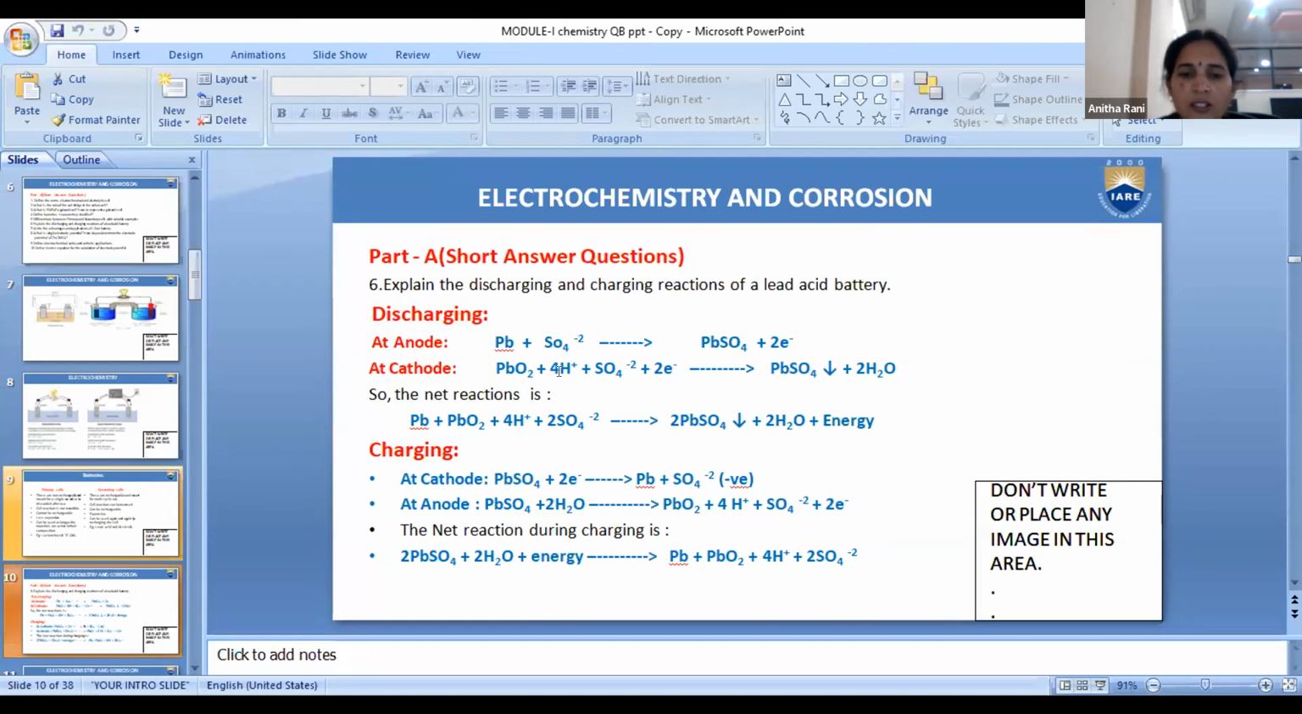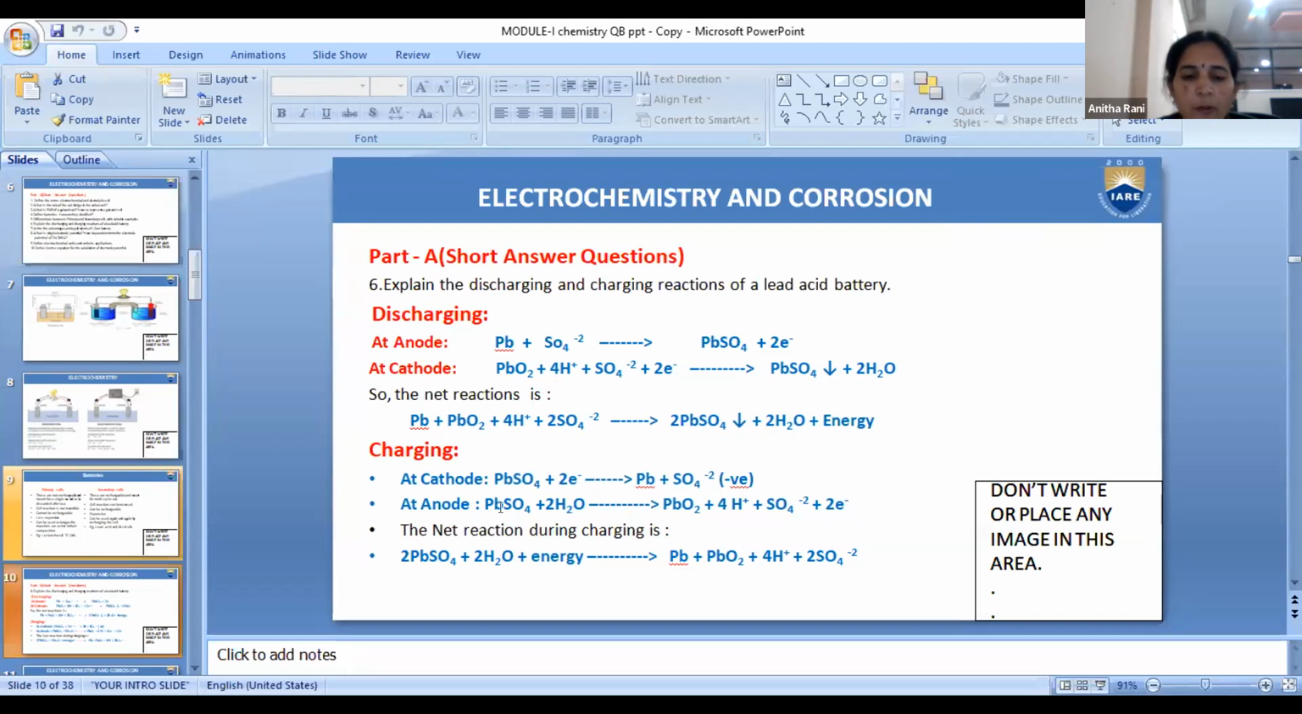During the discharging reaction, chemical energy is converted into electrical energy. The chemicals used in this battery are lead, lead dioxide, and dilute H2SO4. The net reaction is Pb + PbO2 + 4H+ + 2SO4 2- gives 2PbSO4 + 2H2O + electrical energy. This is the discharging reaction: reactants converting into products, chemical energy converted into electrical energy.